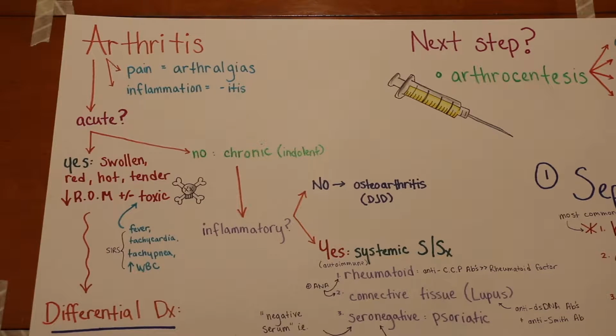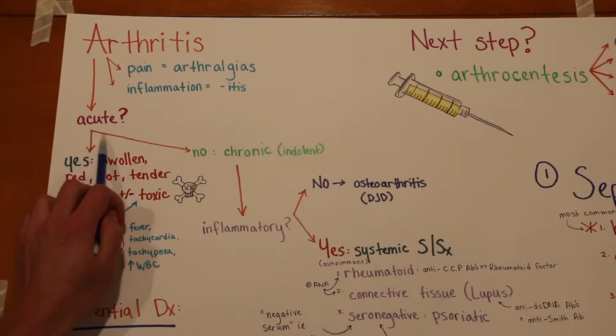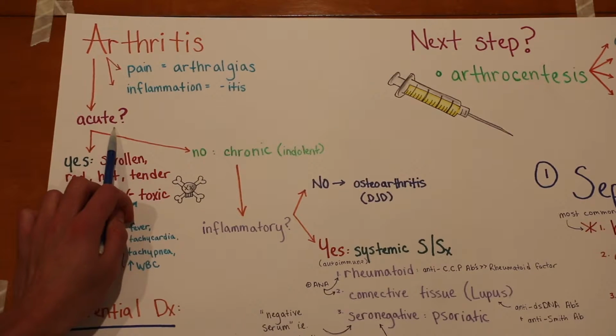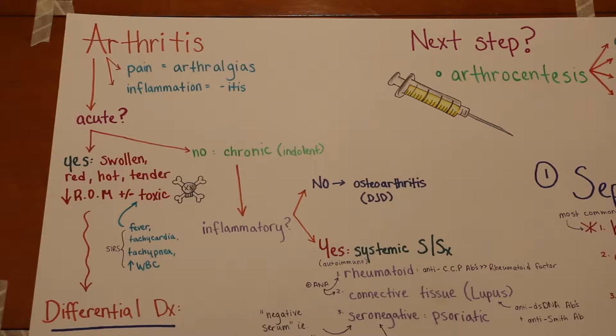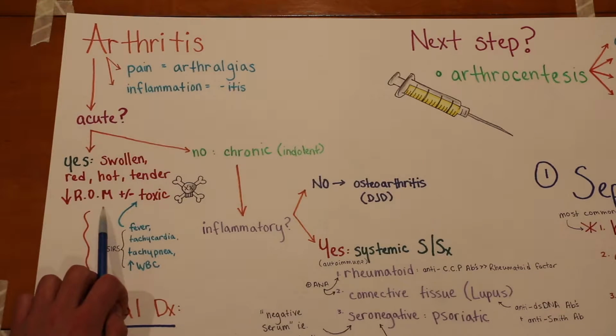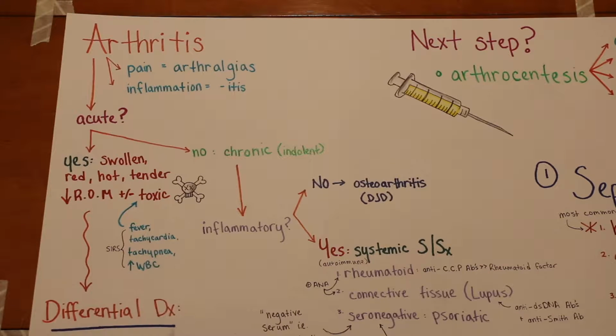When a question stem describes a patient's joint pain, the first thing to look at is the timing and acuteness of the symptoms. If there is an acutely swollen, red or erythematous, tender, warm joint with decreased range of motion, plus or minus a toxic patient, the list of things on your differential diagnosis is relatively short. I'm going to come back to this in a moment.